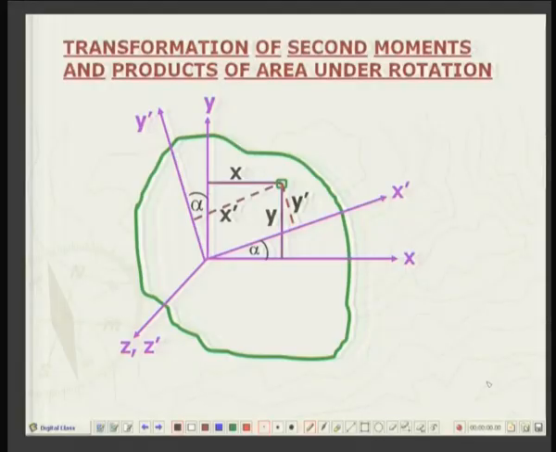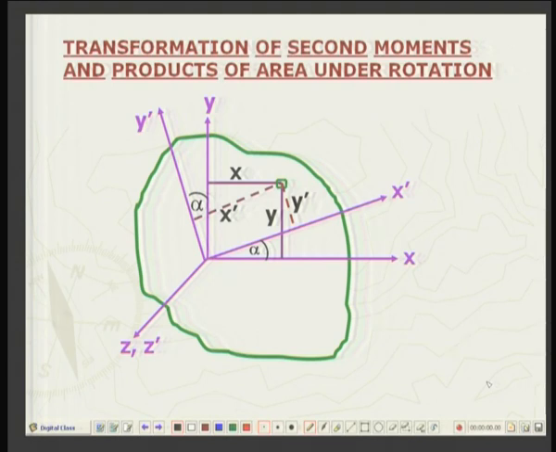So, under a translation of axes we could determine the second moment of area and product of area when these quantities are given in some original axis. Okay. So, we will continue with the topic on properties of surfaces. Today we will look at the transformation of second moments and product of area when the axes are given rotation.